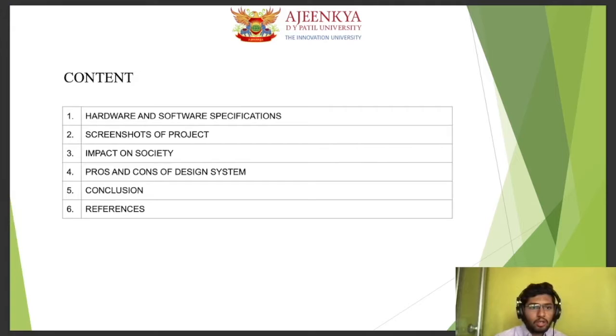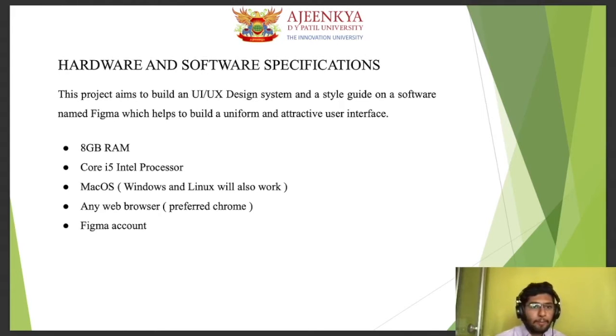So here are the contents of my PPT for today's presentation. First of all, we will understand what the hardware and software specifications are to use my design system. Then I'll be explaining some of the screenshots which I have taken from my project. Then we'll be discussing the impact on society. Then we'll be moving towards the pros and cons of the design system, and then we'll conclude the presentation here. Okay, so let's start with the hardware and software specifications.